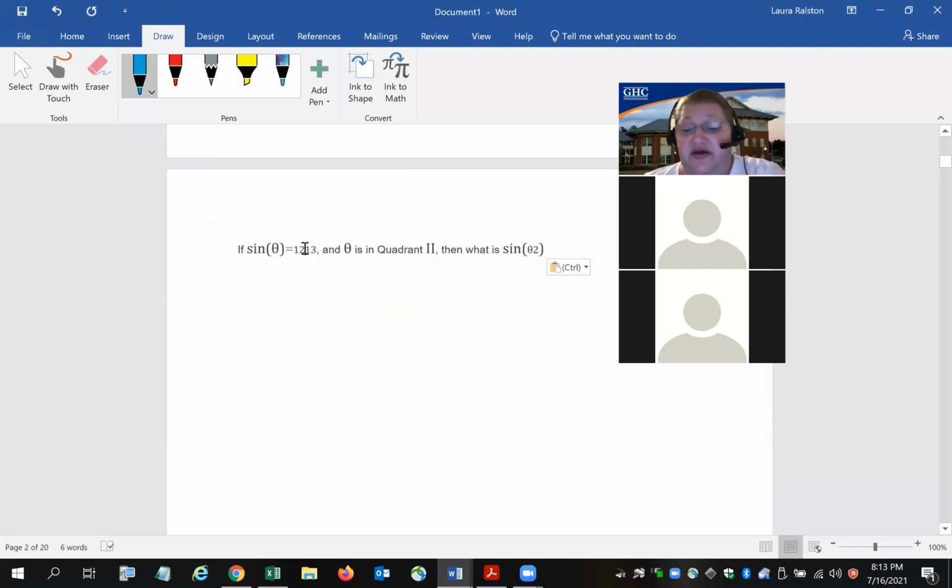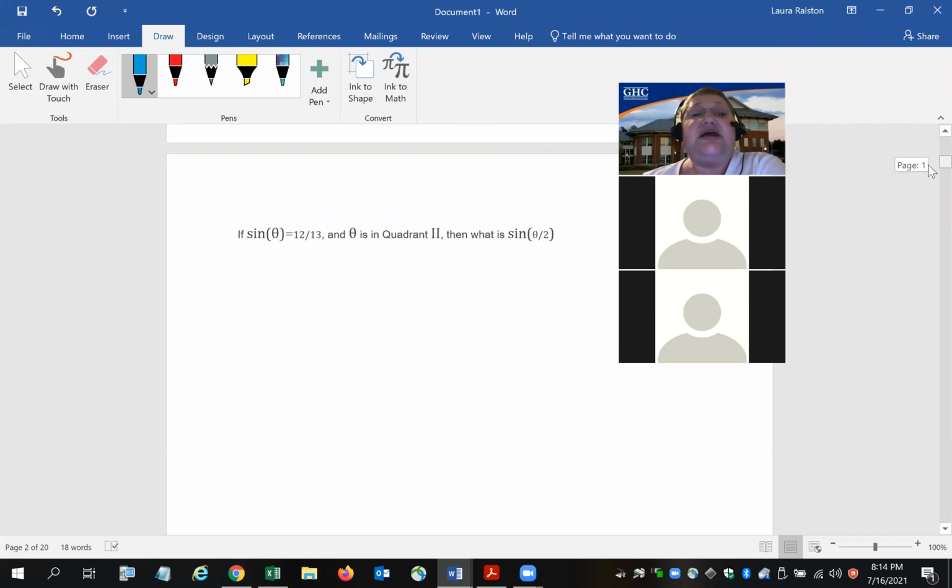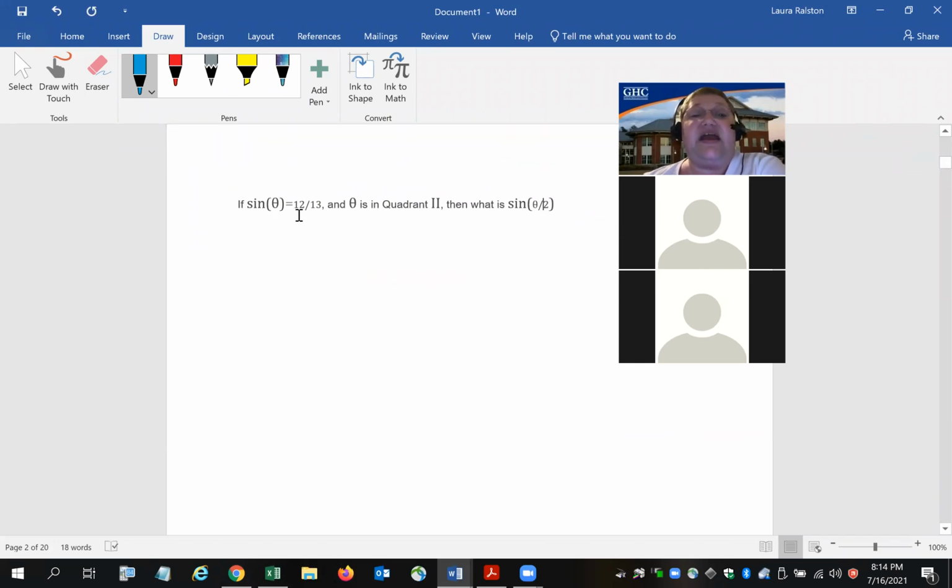Okay, so it was 12 divided by 13, and we're in quadrant 2. We want to find theta. All right, so this is a question about a half angle. It says the sine of theta is 12/13 and theta is in quadrant 2. Then what is the sine of theta divided by 2?